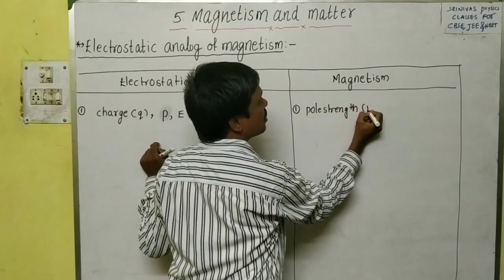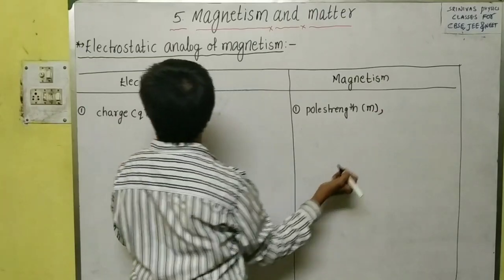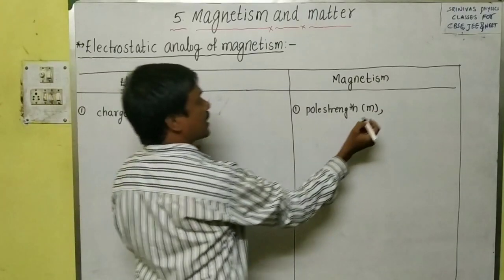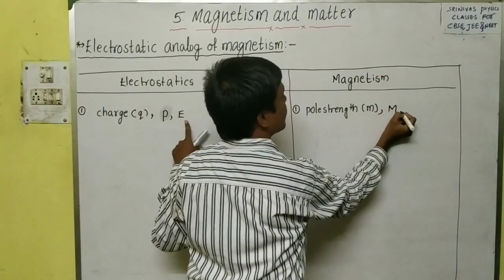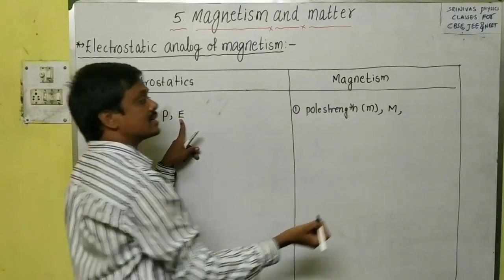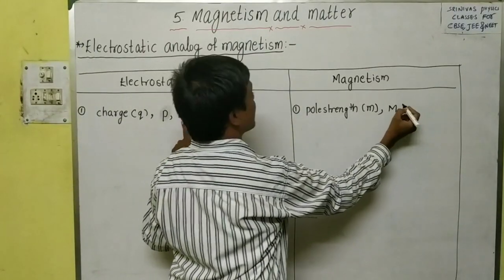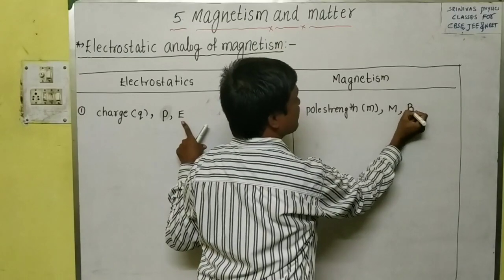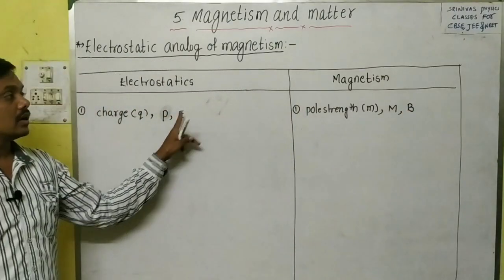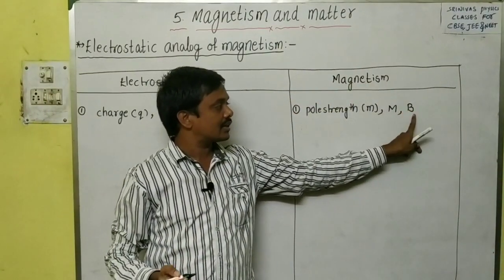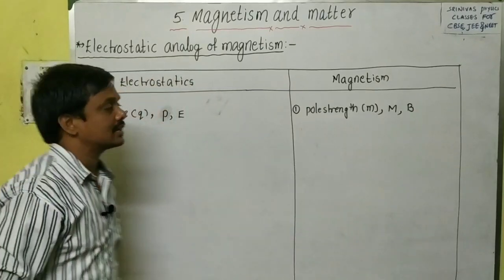That is denoted with small m, and the electric dipole moment is p, the magnetic dipole moment is capital M. Next, electric field intensity. To find the electric field strength we use the electric field intensity term, and to find the magnetic field strength we use the magnetic induction term.